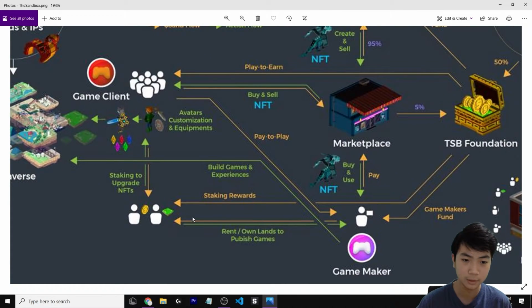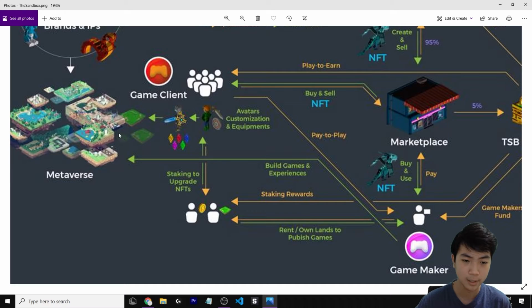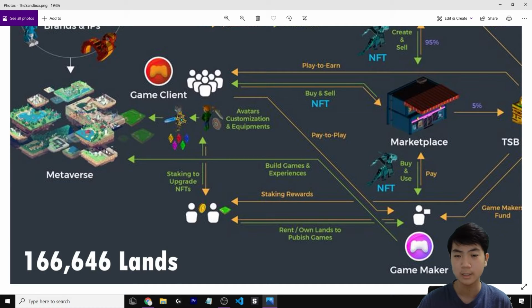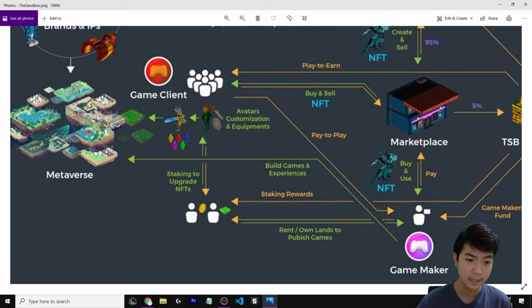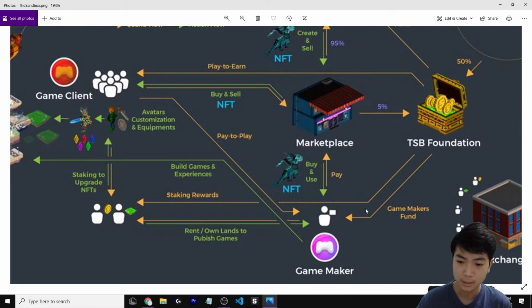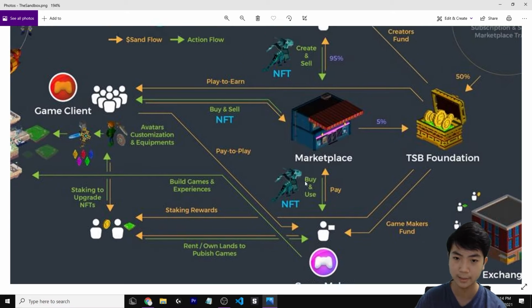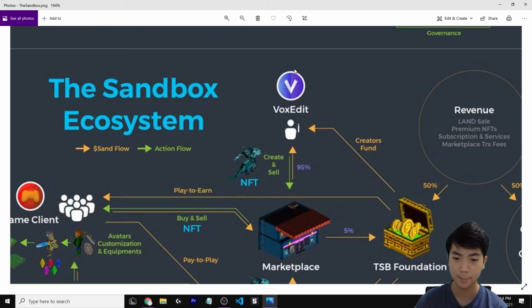So how the land works is that inside of the metaverse there are 166,646 lands, and you can buy one of those lands or rent them, and you can publish your games there, and people can actually play it. Okay, once we know what the Game Maker does, let's look at how they get their assets. So like an NFT, for example, when they use it for their games, how do they get that? Well, they get supplied by the VoxEdit creators.